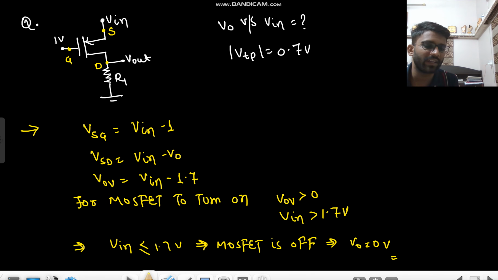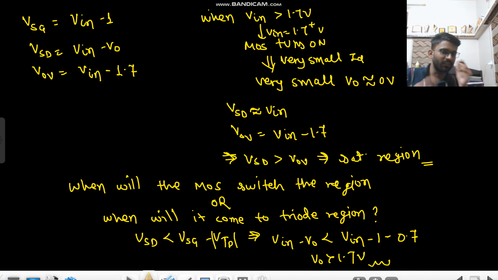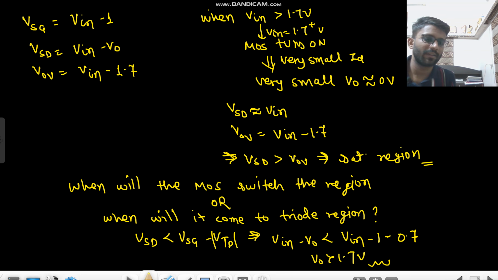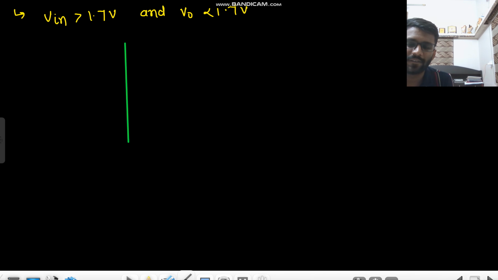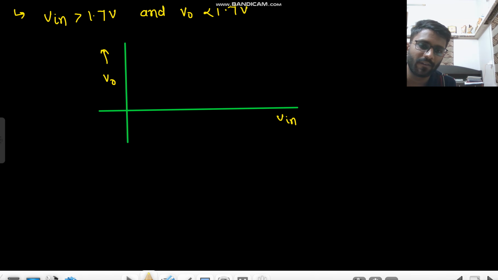Whenever the V naught is coming into action, now it is a very good problem. So for being in the saturation, what is your condition? Your V in is greater than 1.7 volt, right? And your V naught is less than 1.7 volt. Your V in is greater than 1.7 volt, so your V naught will not suddenly go to 1.7, right? It will take time. So this is the scene, V naught and V in.